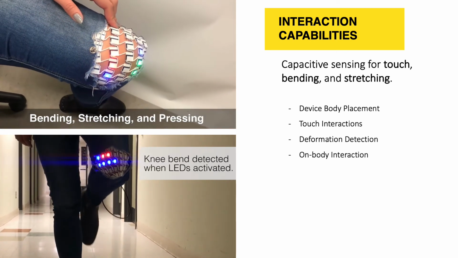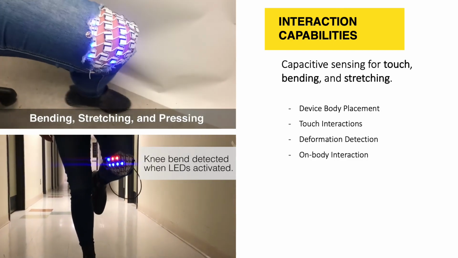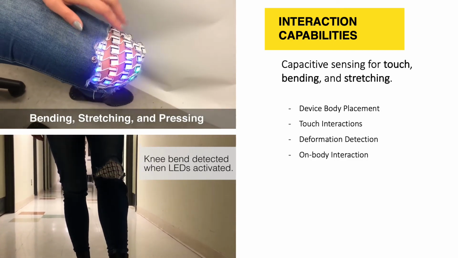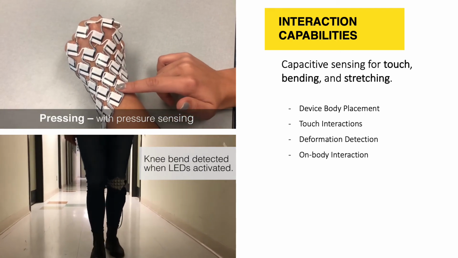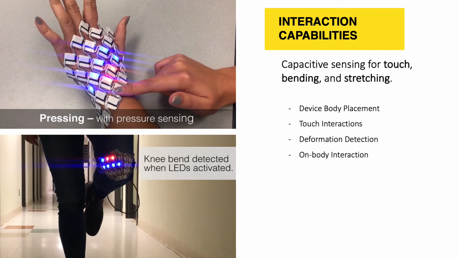Using capacitive input from the conductive material, we can detect a human limb flexing and bending based on the proximity of the skin to the conductive tiles when the surface is stretched over a joint like the knee or the elbow, for example, as we can see in the video.